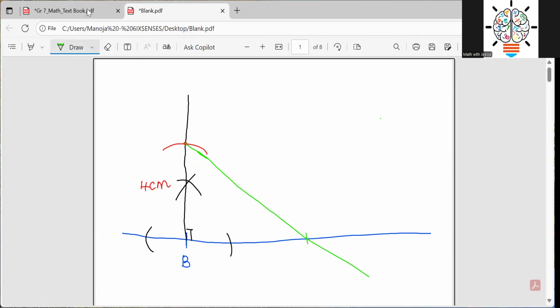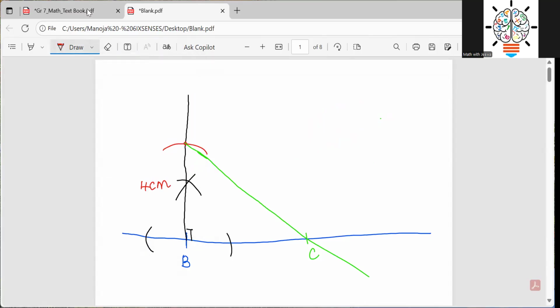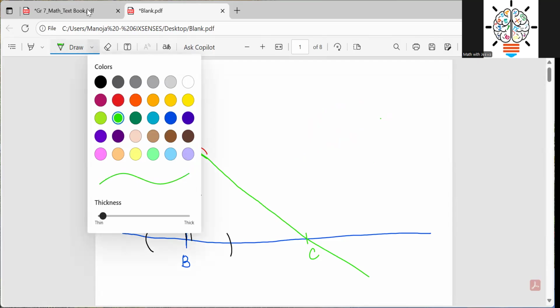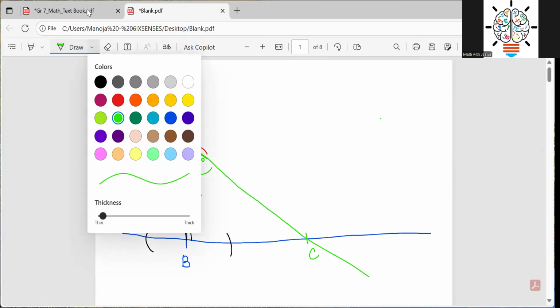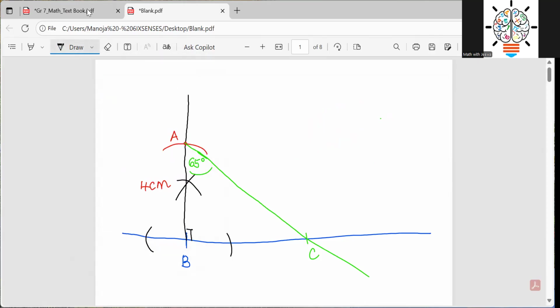So then this becomes C, okay, and this becomes A. If your drawing is correct, now this should be 65, right? This is 65. If your drawing is correct, your C angle should be 25. You just measure and see whether it is 25, right?